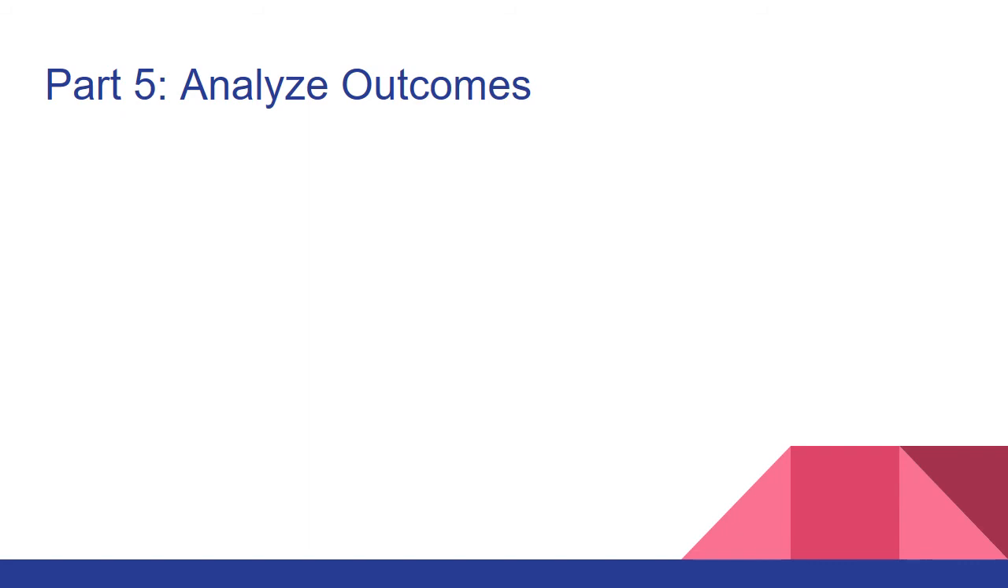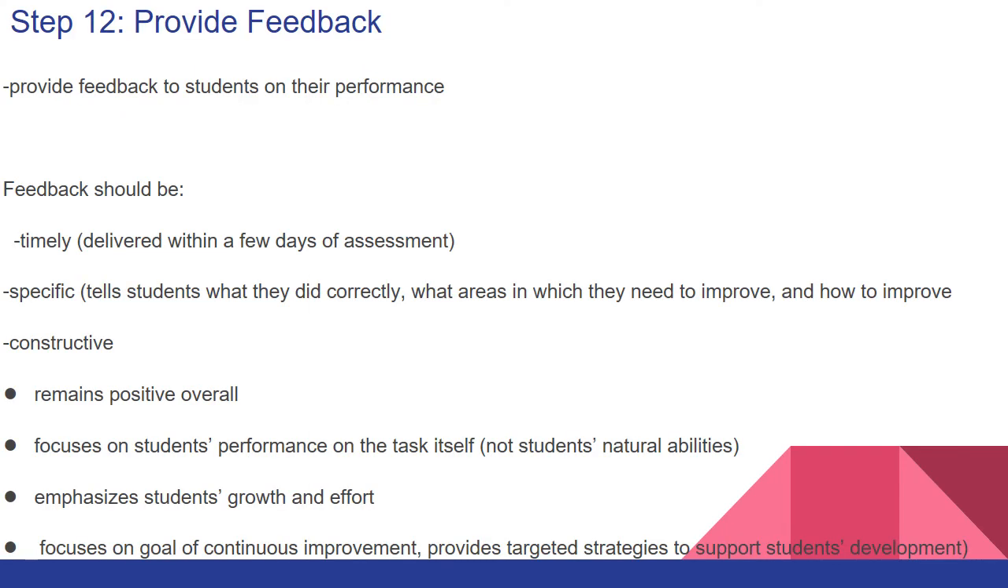Now we move on to part 5, analyzing outcomes. Step 12 of the lesson planning and lesson delivery cycle is to provide students with feedback. Feedback should be based on how students performed on the formative assessment. Feedback should also be timely, specific, and constructive. Since the teacher, for the most part, can control when the formative assessment is administered, because the teacher created or found the formative assessment, the teacher can also reasonably grade the formative assessment within a few days. The teacher doesn't have to wait for the district or the state to come back with testing results.